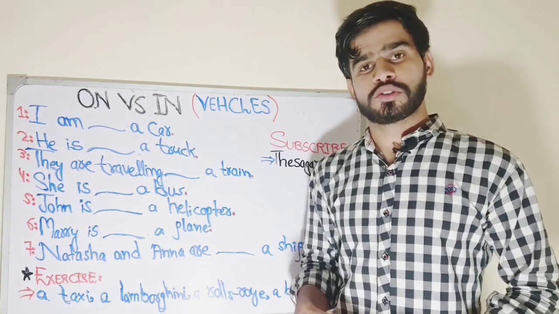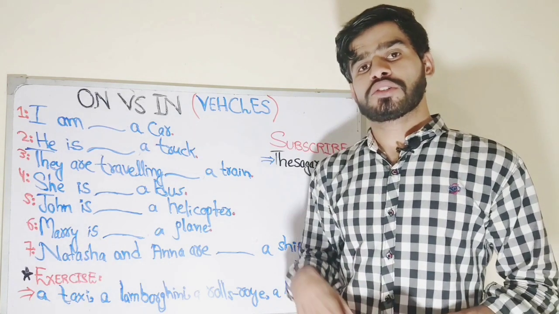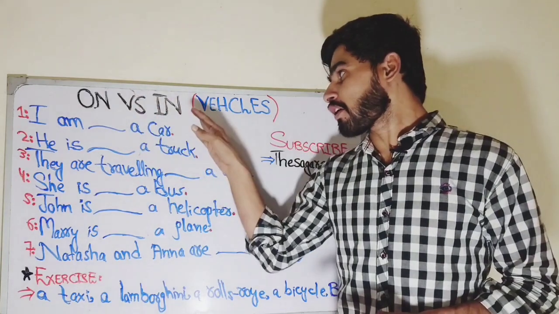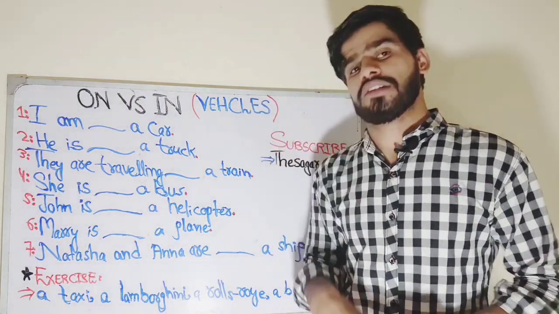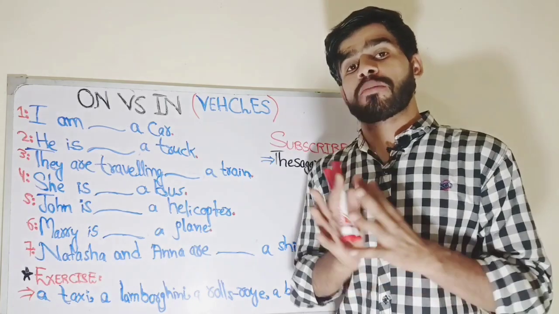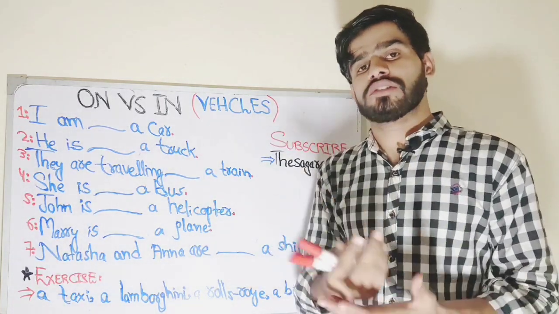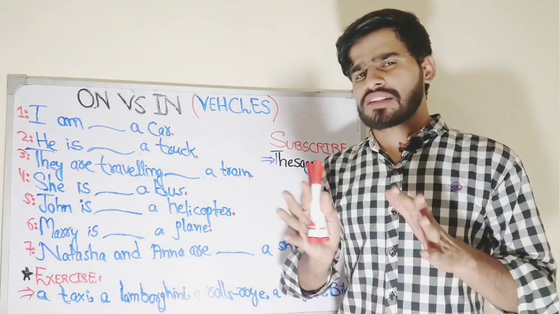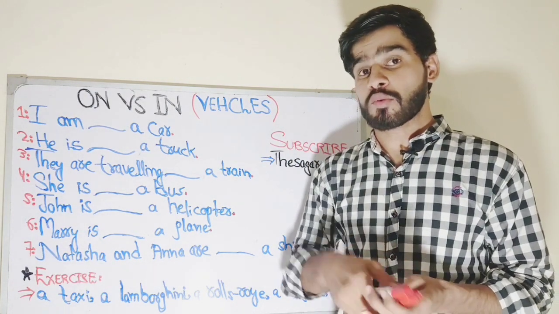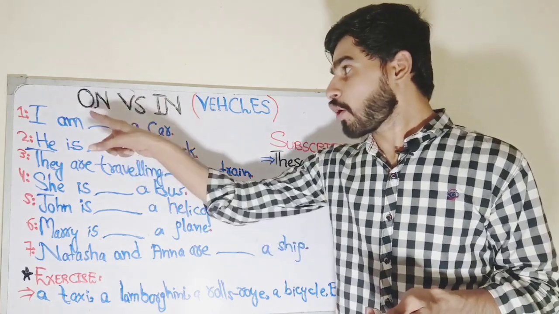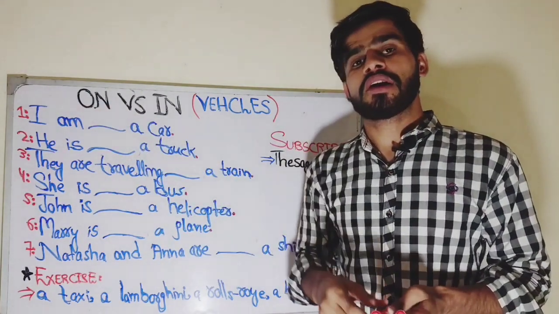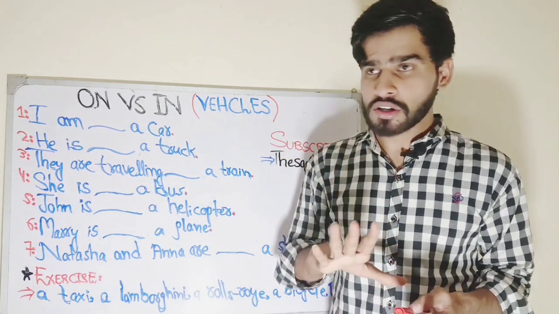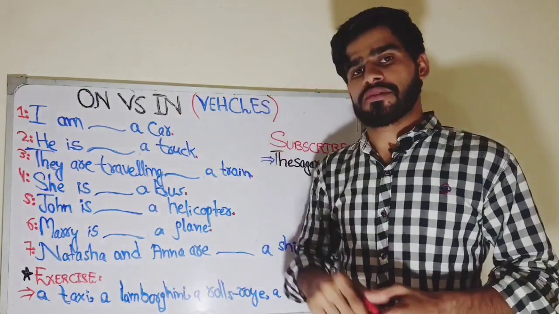Today we are going to discuss prepositions, the common two prepositions, on versus in, for vehicles. We will discuss this with a conceptual theory. Whatever vehicle it is, if you can walk in it, use on. But whatever vehicle it is, if you cannot walk in it, use in.